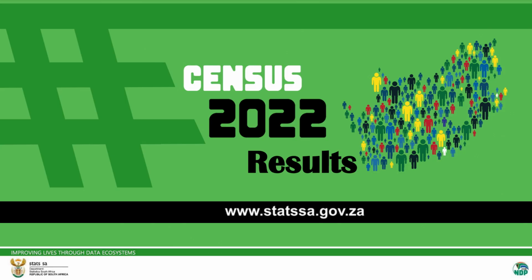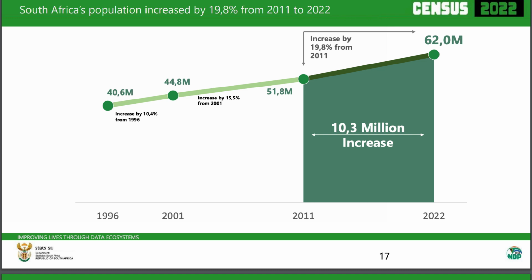Let's start with the open source 2022 census data provided by StatsSA. Since 2011, South Africa's population has grown from approximately 52 million people to over 62 million in the 2022 census. That's an increase of almost 20% in a little over 10 years. Okay, so we've got our baseline information.